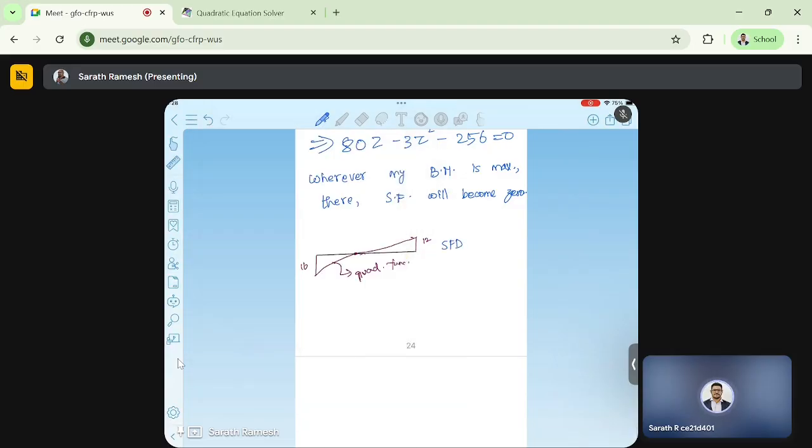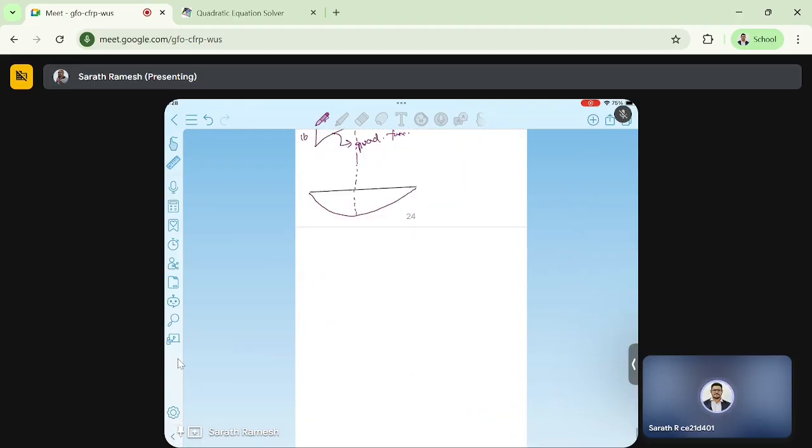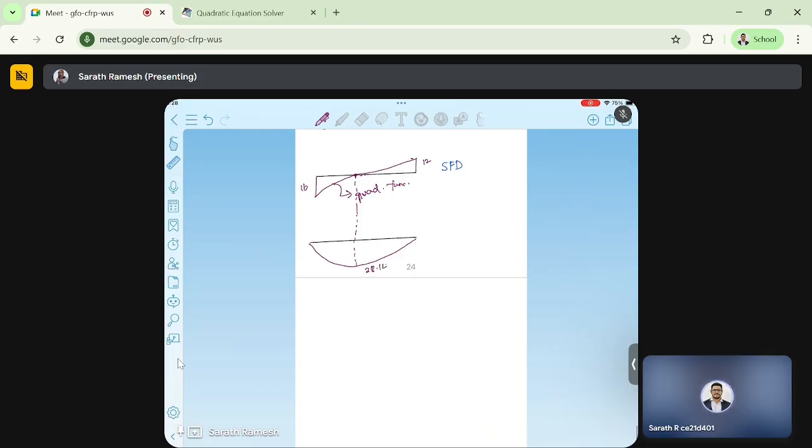Next, bending moment diagram will look something like this. At both the supports it's 0, and it's attaining maximum here. At this point, it is maximum. Okay, the maximum value is given by 28.14. This is a cubic function. Okay, this is BMD.